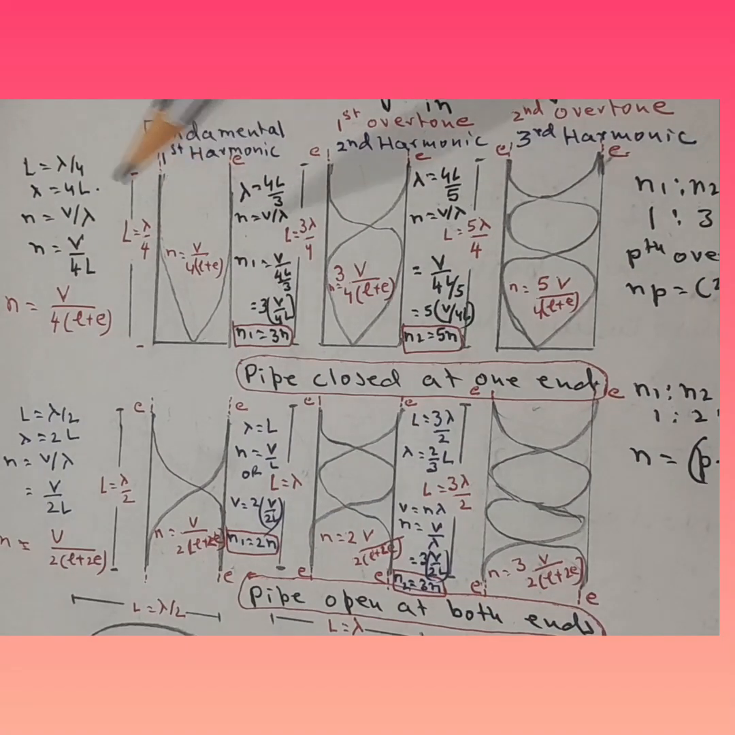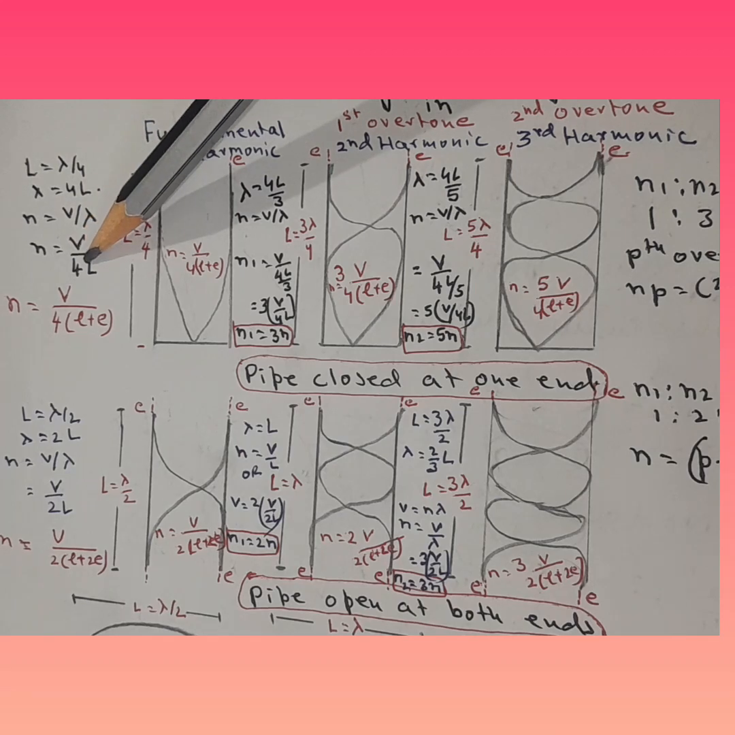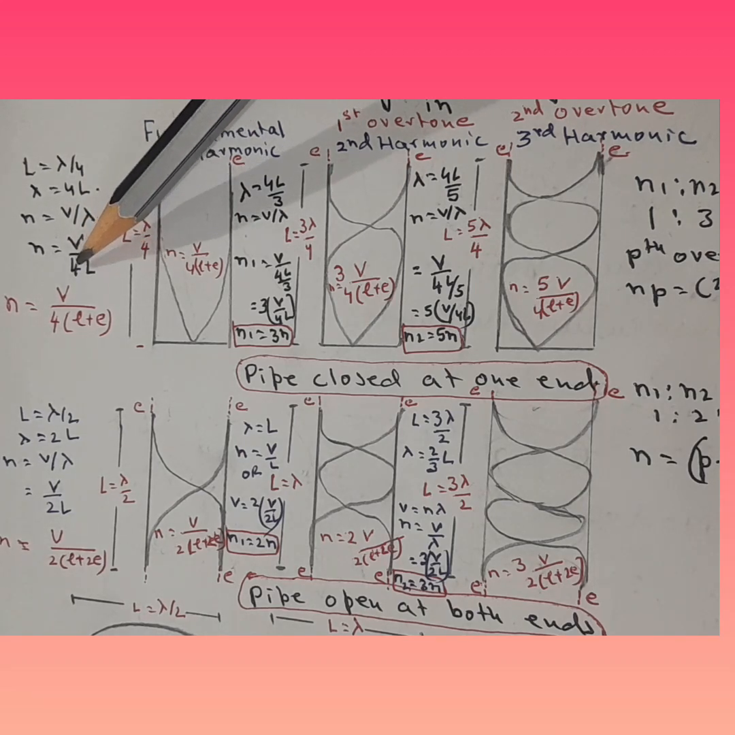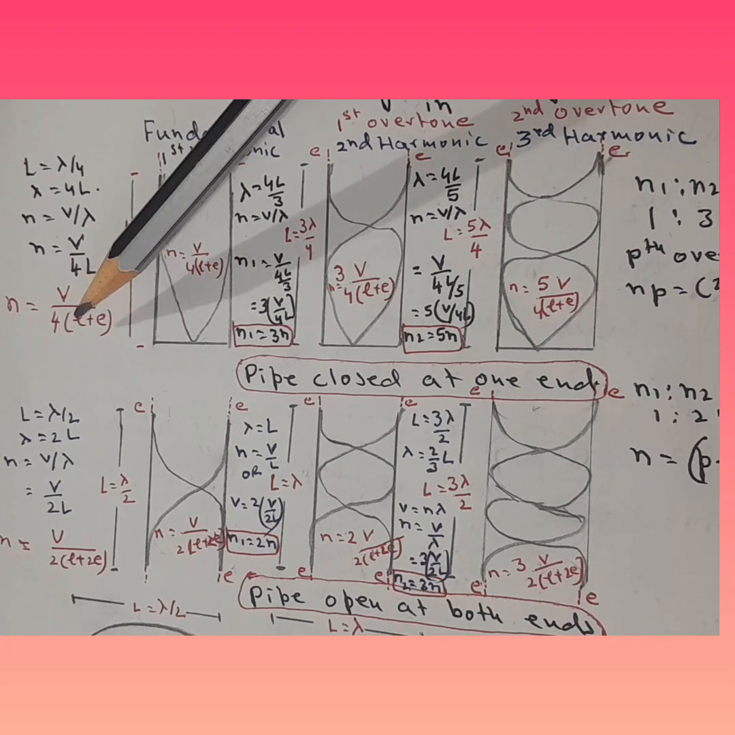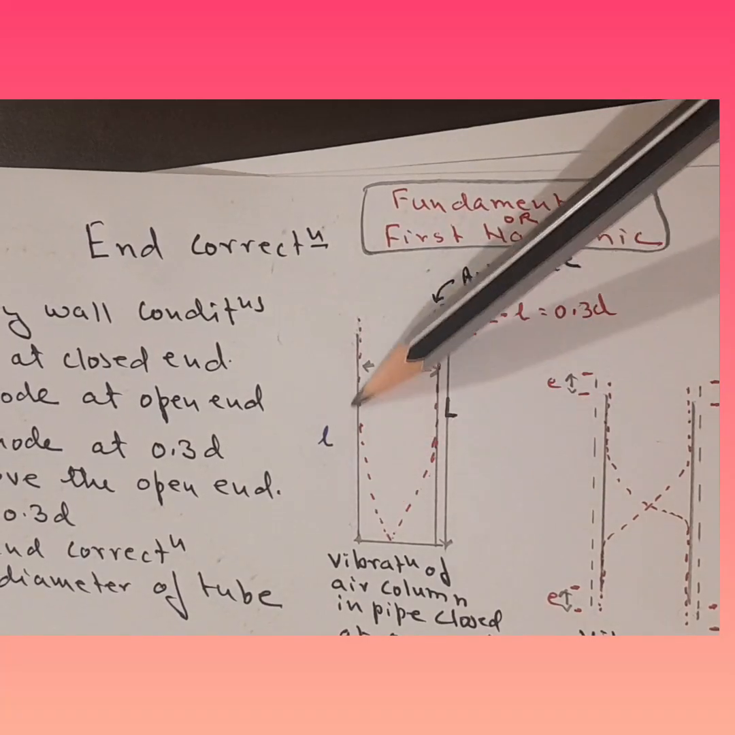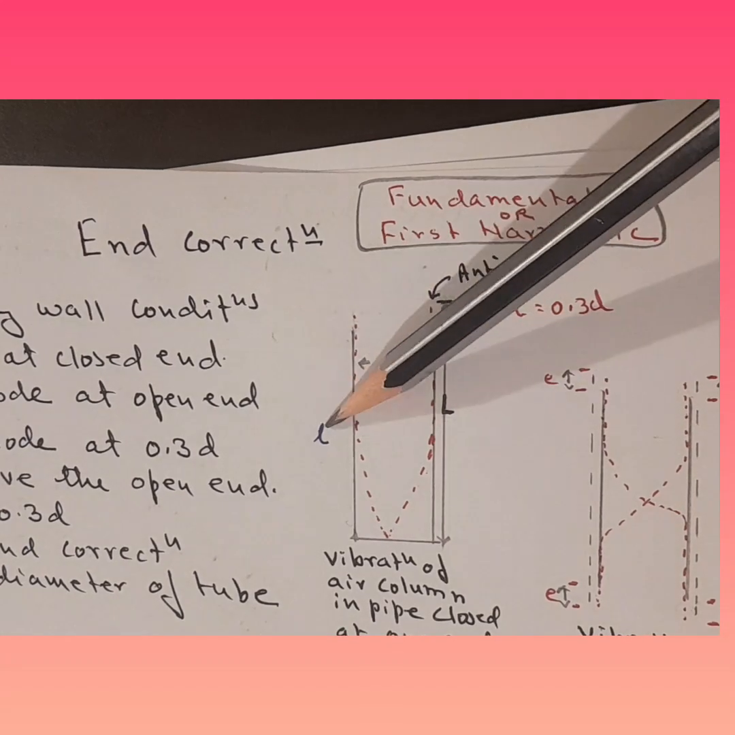So we revisit. The formula finally that we had derived was, now this is first harmonic, second harmonic and third harmonic, where we had already done the derivation. And the formula that we had derived for fundamental or first harmonic was V over 4L. Now we have got to apply end correction. So when we apply end correction, instead of L, it would be L plus E. This was L and this was E.